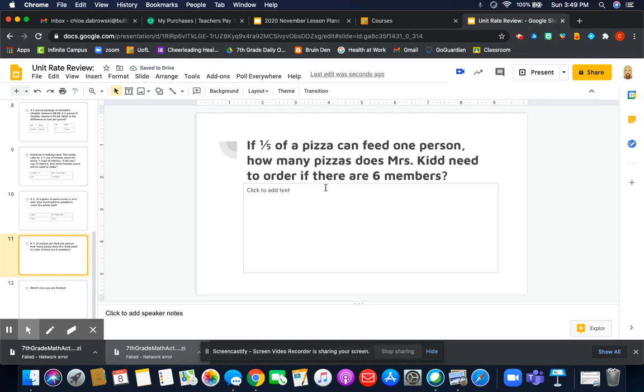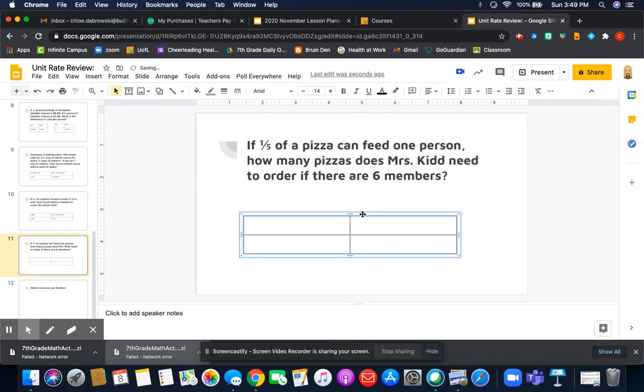All right, and our last one. If 1/5 of a pizza can feed 1 person, how many pizzas do we need to buy if there are 6 members? So if I have 6 members and I want to know how much pizza I need, I started with 1/5 of a pizza. I had 1 member. So 1 times 6 is 6.